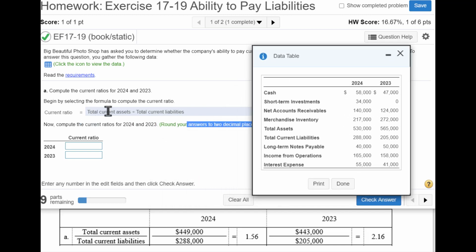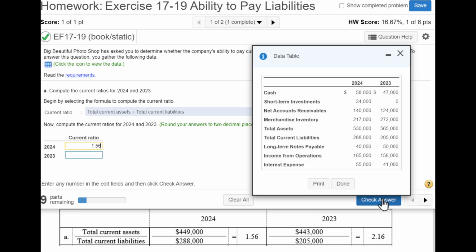All right. So we have to figure out which of these accounts are current assets. So that includes cash, short-term investments, net AR, and merchandise inventory. So if we take 58,000, add 34,000, 140,000, 217,000, we get total current assets down here of 449,000. Current liabilities, the number on the bottom, we get that from here. And then we do the math, we get 1.56. So that means for every dollar of liabilities, they have $1.56 of current assets.